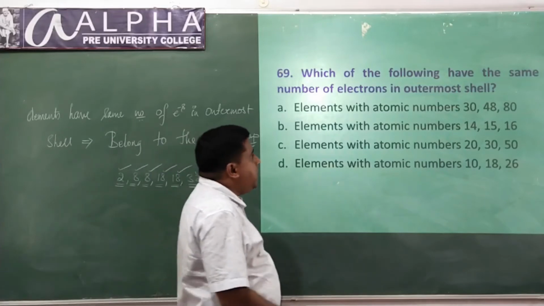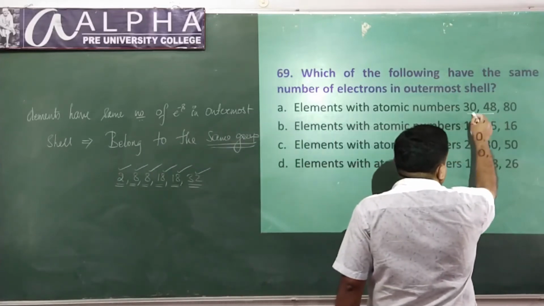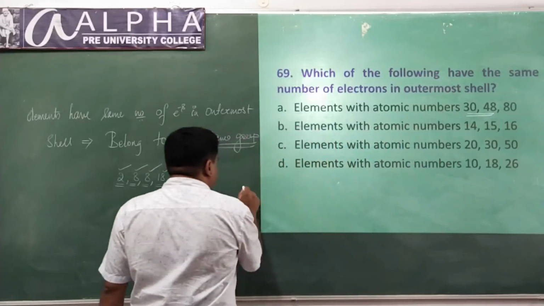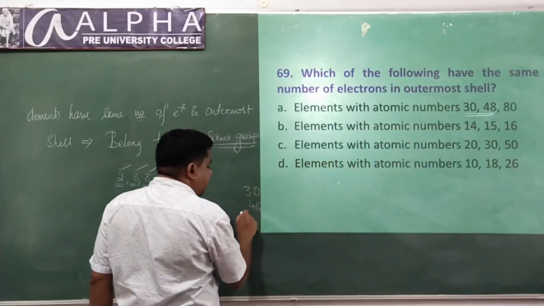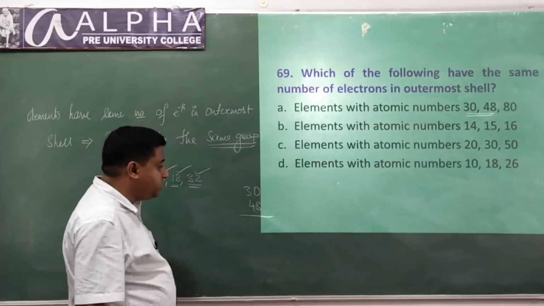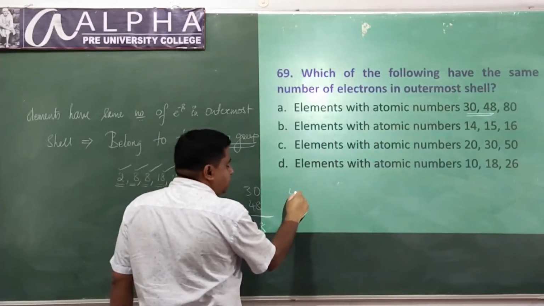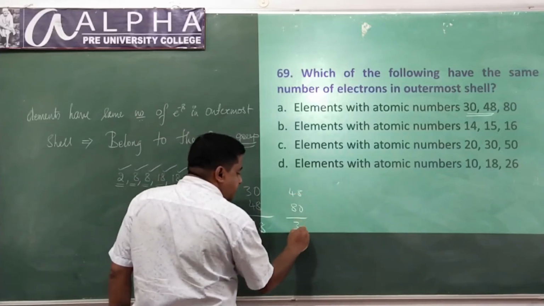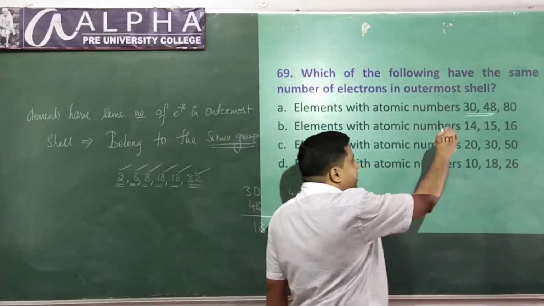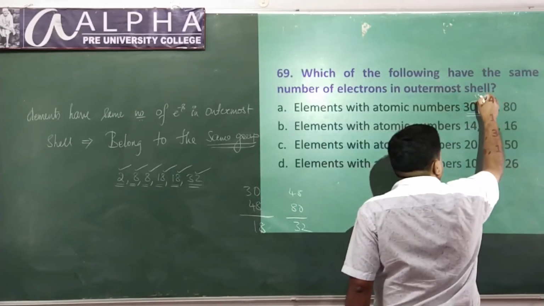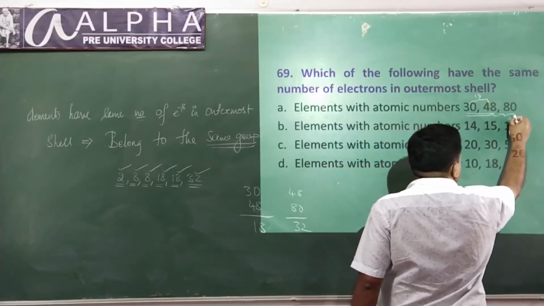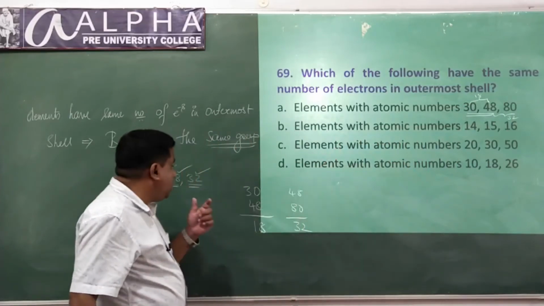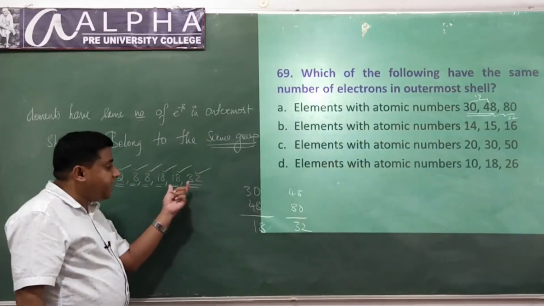Now, just consider these elements. The atomic numbers are 30 and 48. What is the difference between 30 and 48? It's 18. Correct. Next, 48 and 80. What is the difference between 48 and 80? It's 32. So from here to here it is 18, and from here to here it is 32. Is that correct? Are the successive atomic numbers varying in this interval of 18 and 32?